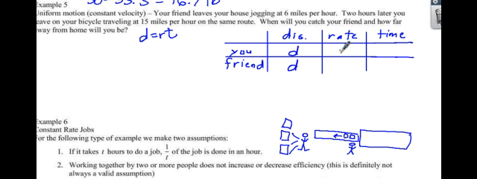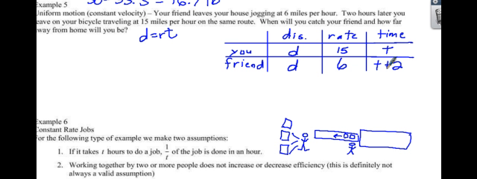Now, my rate is going to be 15 miles per hour. My friend's rate is 6 miles per hour. And let's talk about time. It takes me a certain amount of time to catch my friend. I'll call that T. And my friend started 2 hours before me. So whatever time it took me, he has 2 extra hours. Here's another example of writing a variable in terms of another variable.